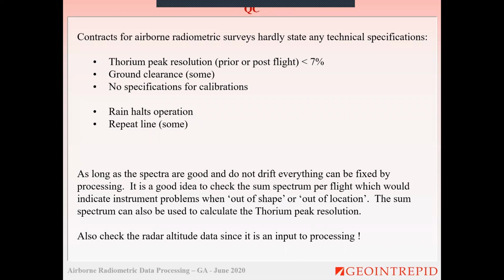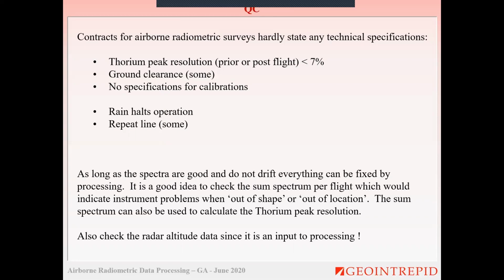For QC, quality control of airborne radiometric surveys is a bit of a problem because there's hardly any technical specification. What usually is stated is the thorium peak resolution, smaller than 7%. Thorium peak resolution is basically the full width at half the peak height, compared to the actual energy and given in percentage, which is the resolution of the instrument. It's energy dependent, so the thorium peak on the high energy side has 7%, the cesium peak on the lower energy side with the same instrument at the same quality data is about 10%. So the thorium peak resolution is one of the standard specifications in airborne radiometric contracts.